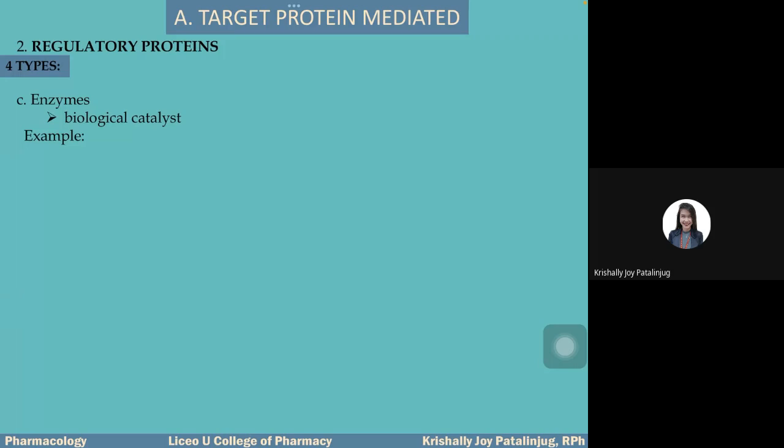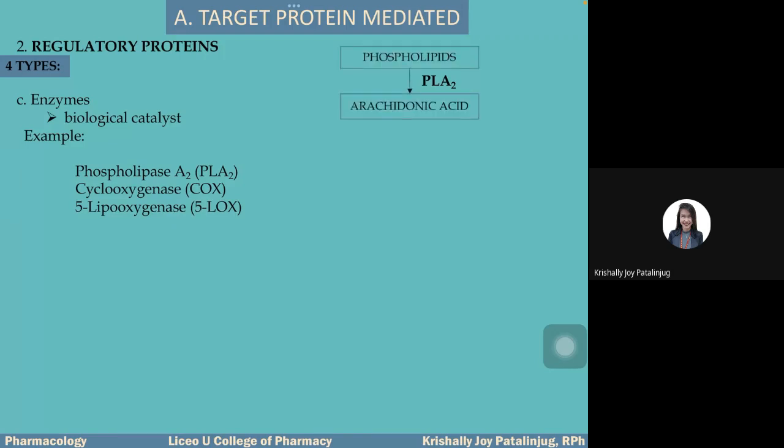The third type of regulatory protein are the enzymes. By definition, we define it as a biological catalyst, so they facilitate chemical reactions. These are examples of enzymes: phospholipase A2, cyclooxygenase, 5-lipoxygenase. These 3 are involved in the arachidonic acid pathway, particularly in the production. PLA2 is for the production of arachidonic acid via converting phospholipids to arachidonic acid.